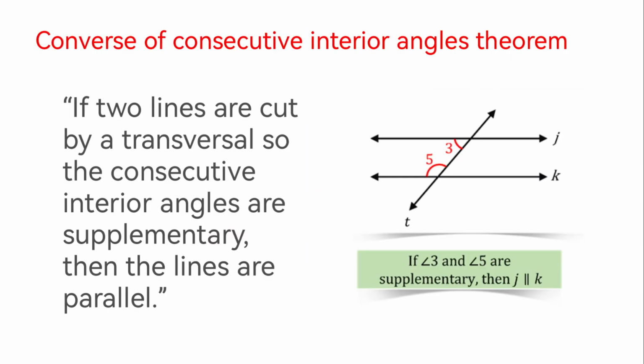If two lines are cut by a transversal so that the consecutive interior angles are supplementary, then the lines are parallel. So in the figure, it is being illustrated that there are two lines that are parallel and it is being cut by a transversal. So if this is the condition, then angle 3 and angle 5 are supplementary.